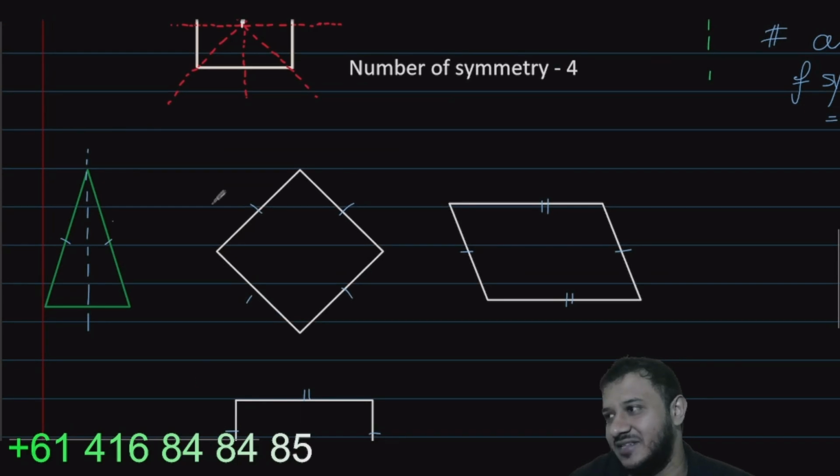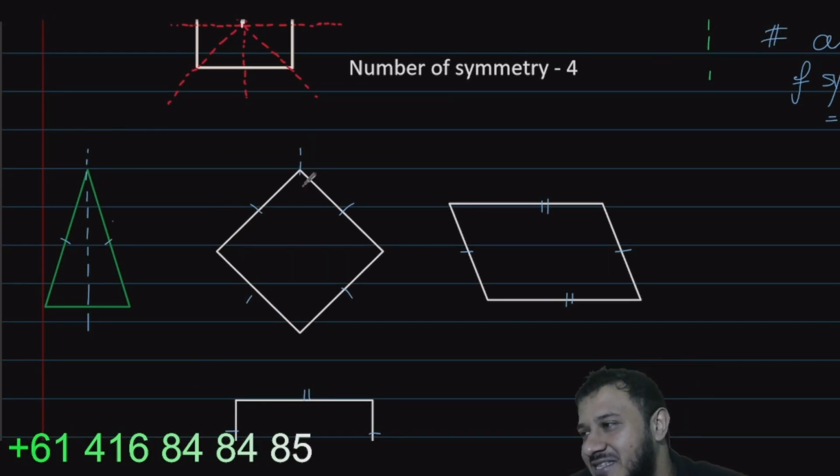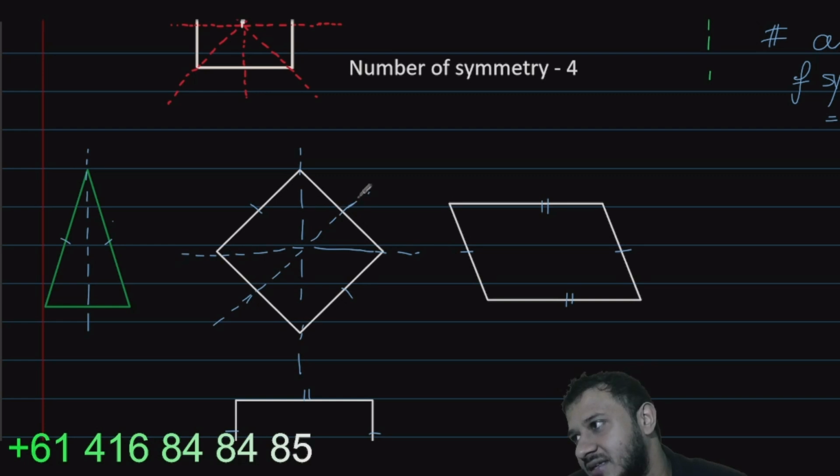Now this diamond is actually a tilted square. So how many axes of symmetry will it have, Pute? There will be 4 axes of symmetry. One like this, one like this, one like this, and another one like this.